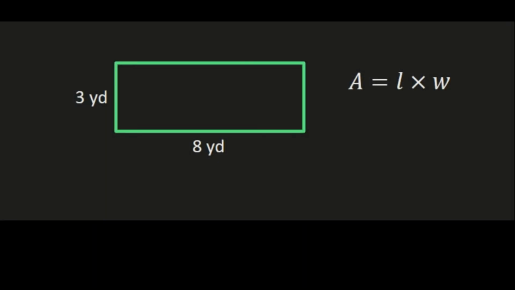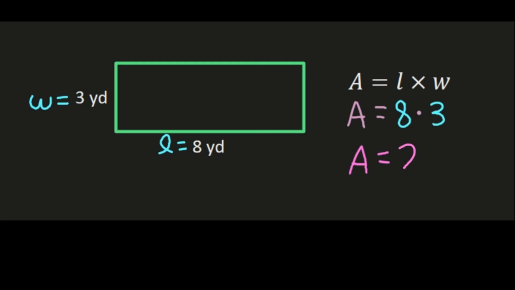In this example, our rectangle is 3 yards by 8 yards, and we're going to solve for area using that formula, area equals length times width. So my length is 8 yards, my width is 3 yards, and I'm going to go to the formula and substitute those values. So I'm going to have area equals length. Well, my length is 8, so I'm going to substitute 8 for L times width. My width is 3, so I'll substitute the 3 for the W, and area equals 8 times 3. 8 times 3 is 24, and I'm working in yards, and area is square units, so I'll have 24 yards squared.